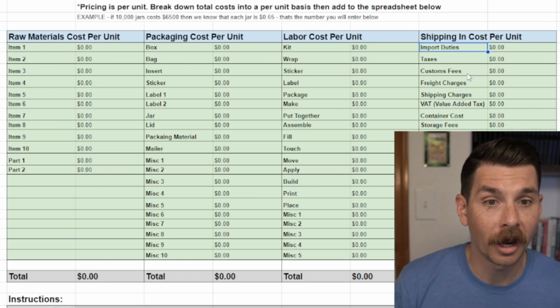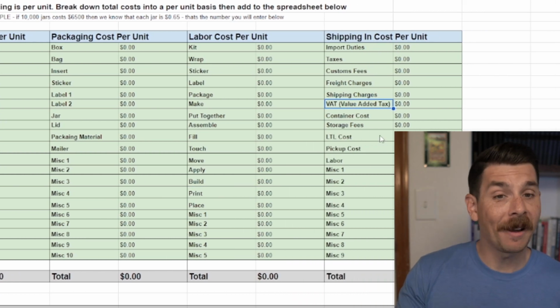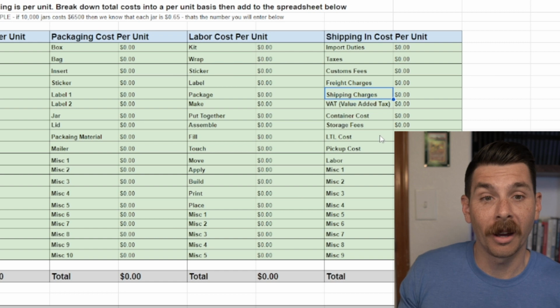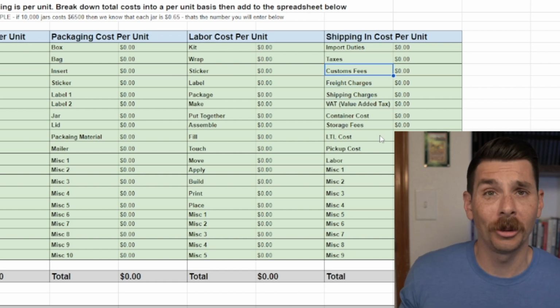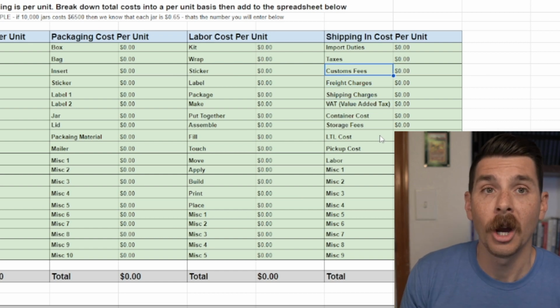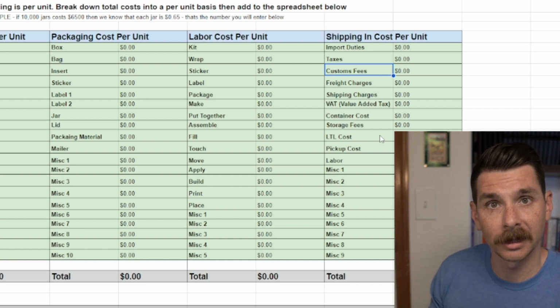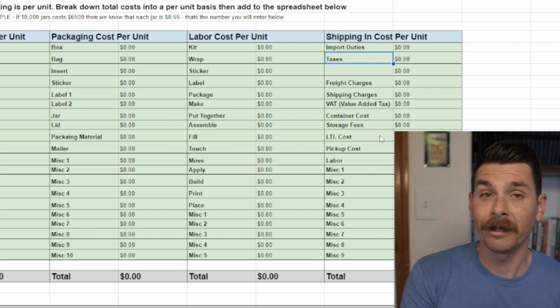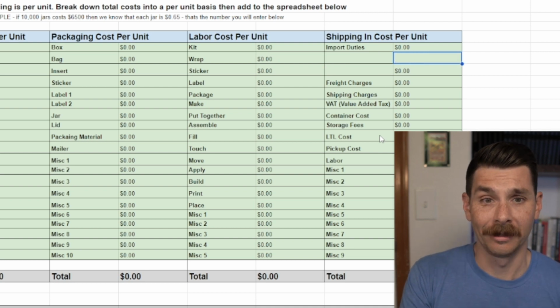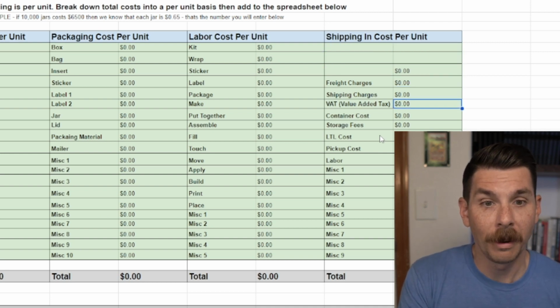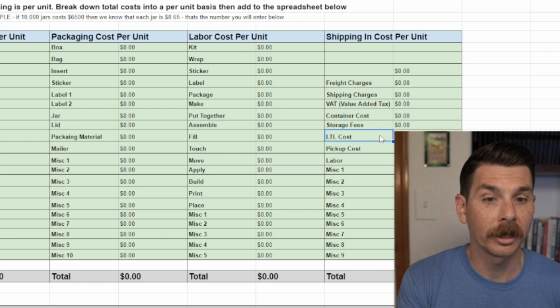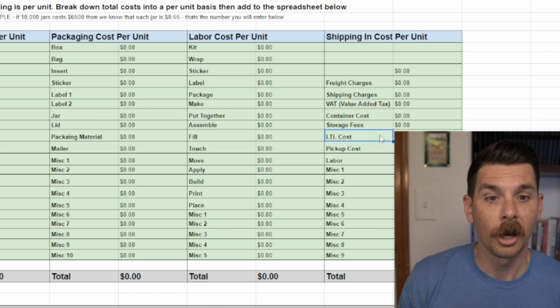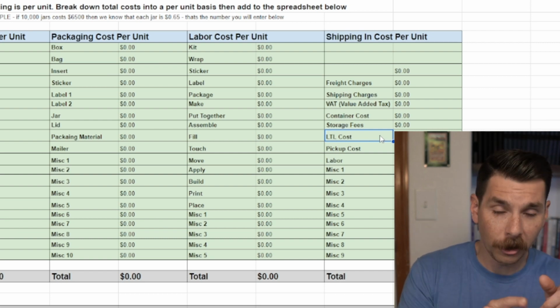Now, when it comes to shipping costs, you might not have value-added tax. You might not have customs fees. Customs fees are only applied when goods are coming in from overseas into the United States. If everything is made domestically, that'll be zero. Delete it. You might not have to pay taxes on this stuff. Delete it. You might have no import duties, but you might have LTL costs, less than truckload shipping costs, pickup costs, or storage fees. Fill those out.